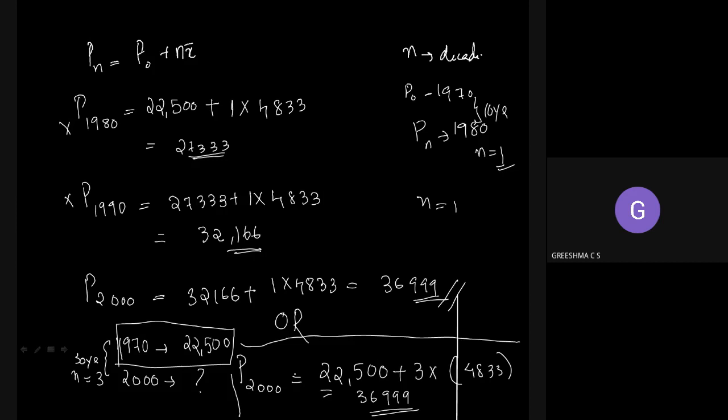If the population is given to you, you can directly use this equation. That is, the last available population is for the year 1970. The population is 22,500.